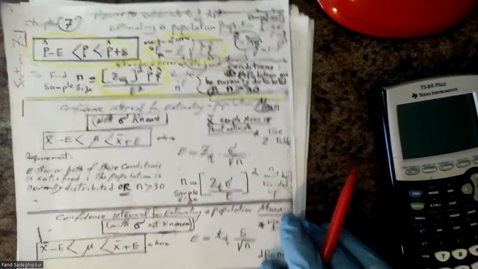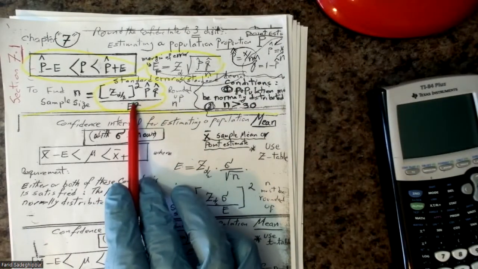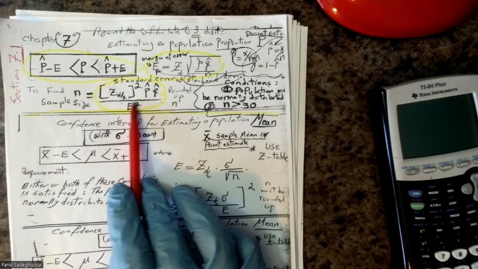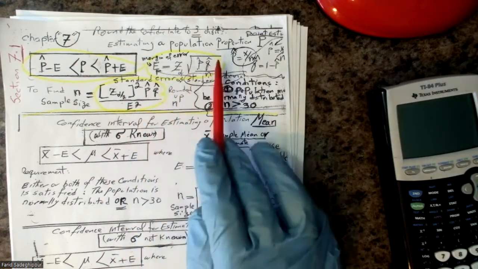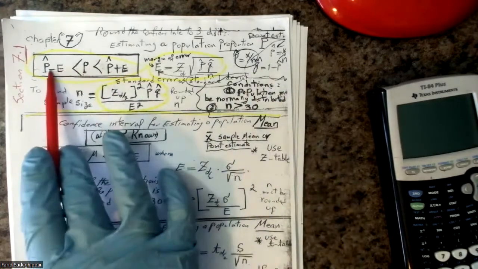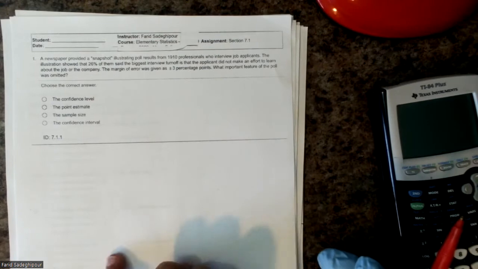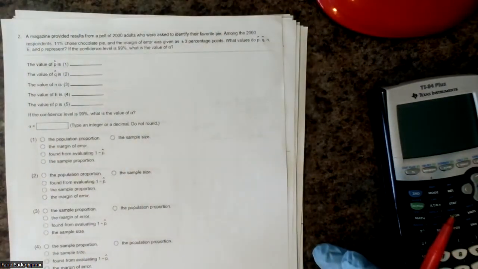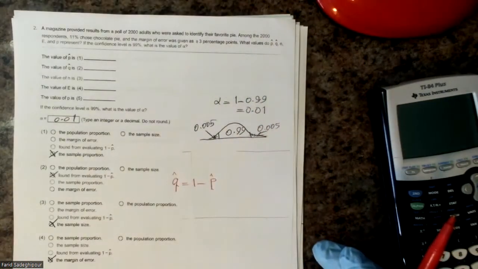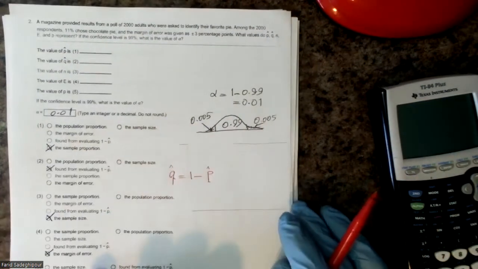Now, for the homework, again, we start the homework by using all these formulas. See, this is the formula for how to calculate the sample size. This is E. P hat is always X over N. Q hat is 1 minus P hat. And this is how to find the interval for proportions. These are the keys for problem number 2.